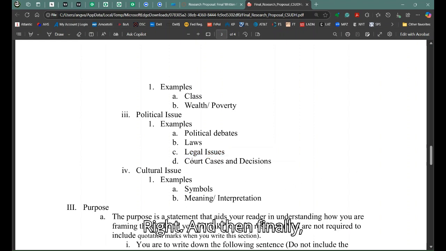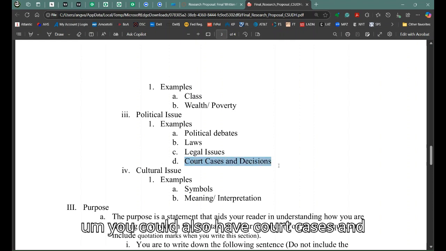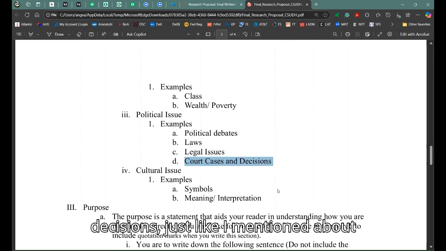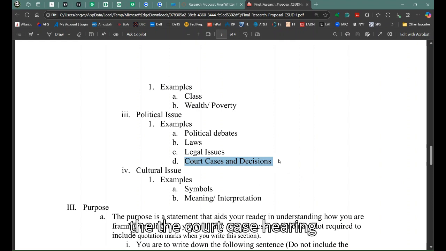And then finally, you could also have court cases and decisions, just like I mentioned about the court case hearing about transgender care, as well as the Dobbs decision or any other court case that can happen within the U.S. legal system. Right. So that's what you would classify as a political issue.